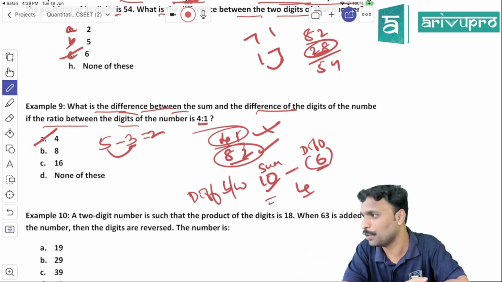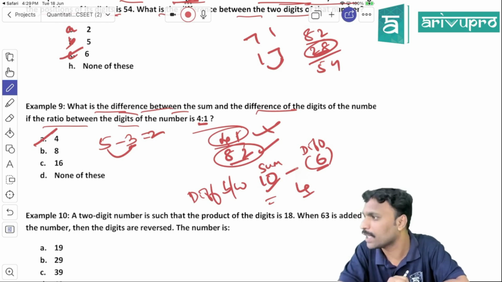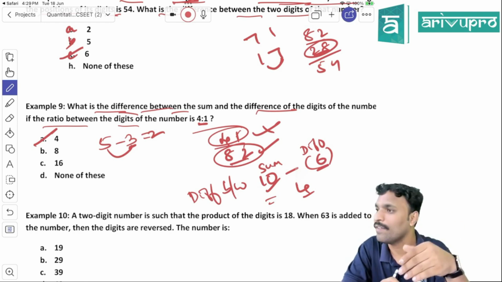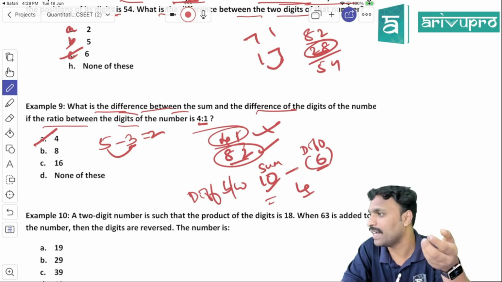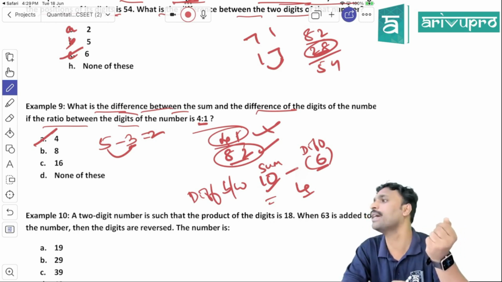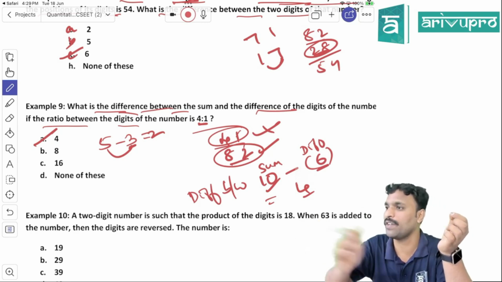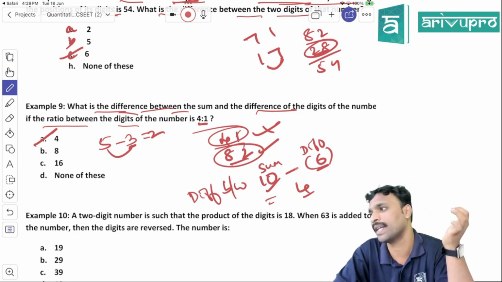4:1 is the ratio of the 2 digits. One is 41, the other one is 82. Other than that, no possibility. Yes or no? If I multiply by 3, it will be a 3-digit number, which is not possible. It has to be a 2-digit number only. For a 2-digit number, only these two cases: 41 is one number and 82 is another number.